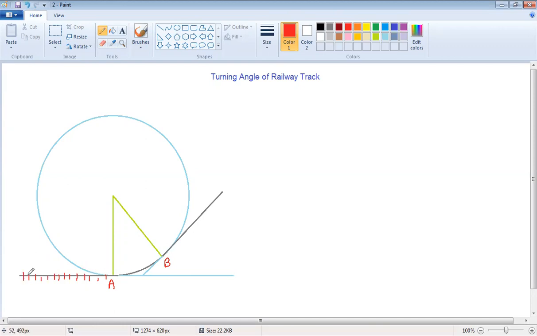So first, if there would have been no turning, the track would have been going in this direction. But because of the turning from A to B, now the track is going in this direction. So what is the angle of turning of the track? This is the angle theta. Or I can show here, this is the angle theta. Turning of the track's angle. Can we prove that this angle is also same as theta, the angle subtended at the center?